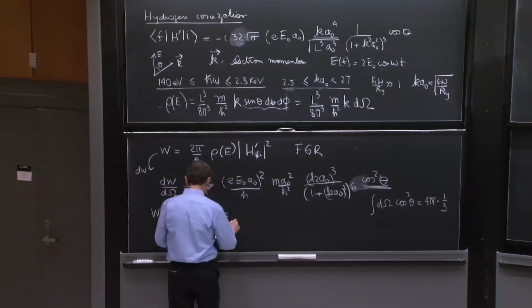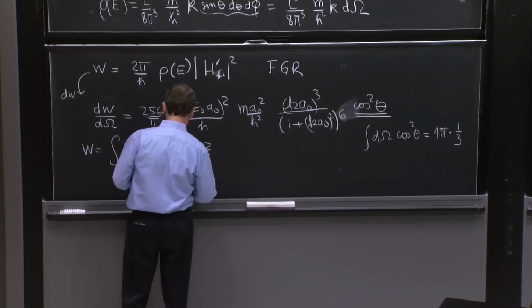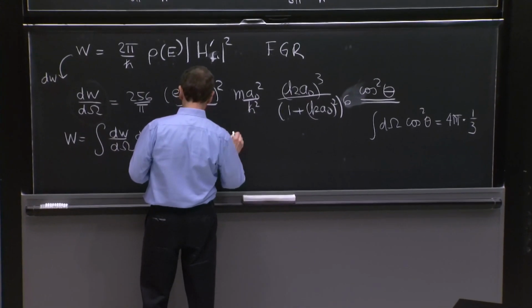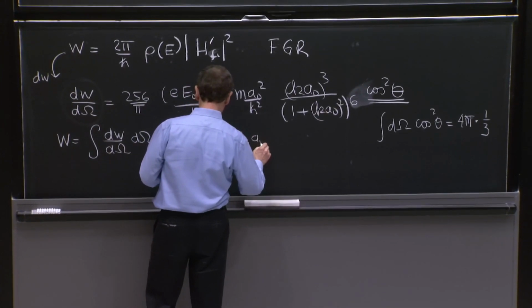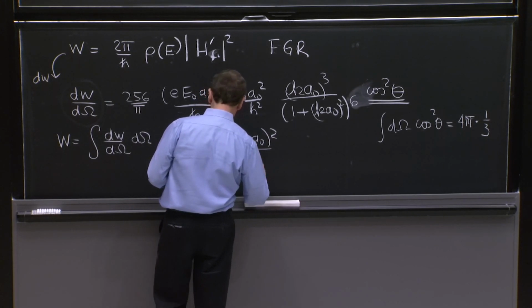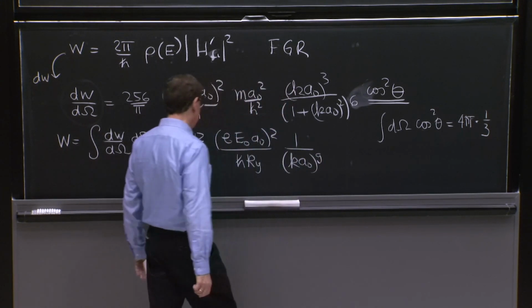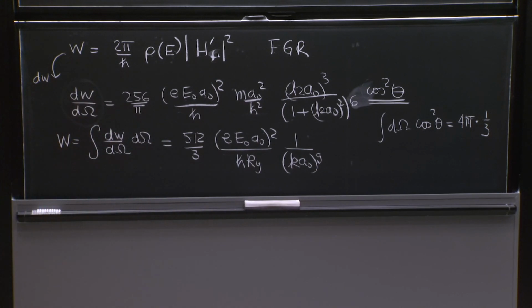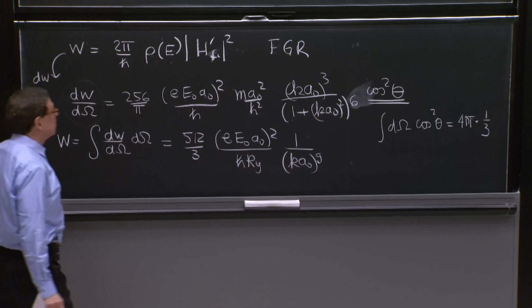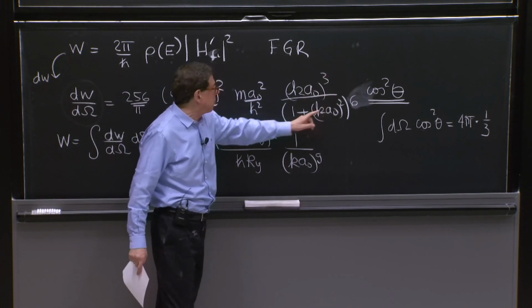And then this answer is 512 over 3, E naught A naught squared over H bar Rydberg, 1 over K A naught to the 9th. Pretty high power. And the answer starts to be reasonably simple. This 9 arises because of 12 minus 3 here.